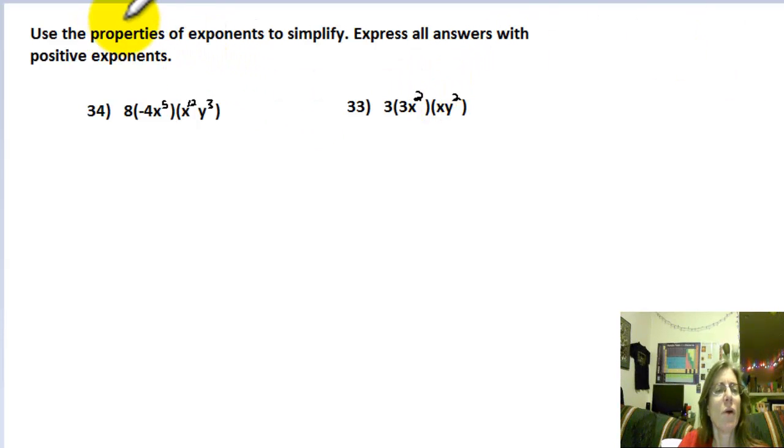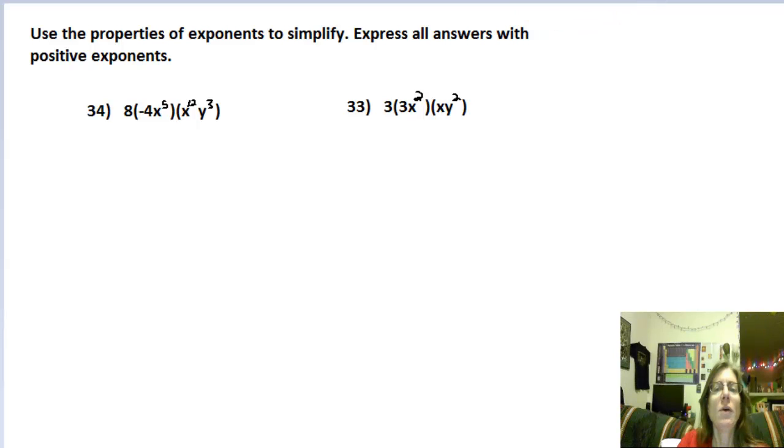Alright, we're going to use the properties of exponents to simplify. Simplifying, because these problems are not set equal to something, so we don't call them an equation. Alright, so express all the answers with positive exponents, and we'll look at how to do that.